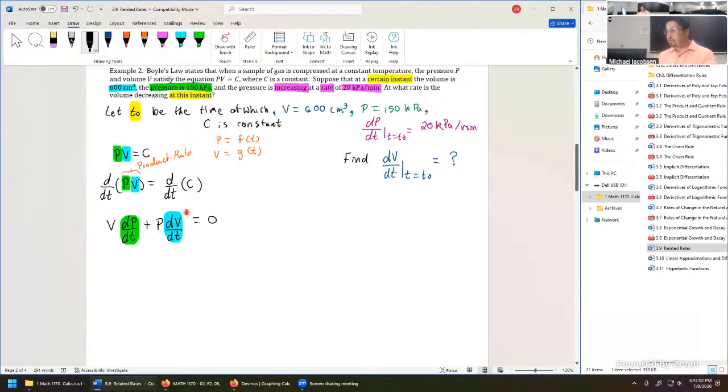Okay, well, let's start solving for the derivative, dV/dt. Since we want to evaluate it at a time, that's the unknown in the problem. We can subtract off that whole derivative there times V. So P times dV/dt equals negative V times dP/dt. Last thing we can do here is just divide by P. So dV/dt equals negative V divided by P times dP/dt.